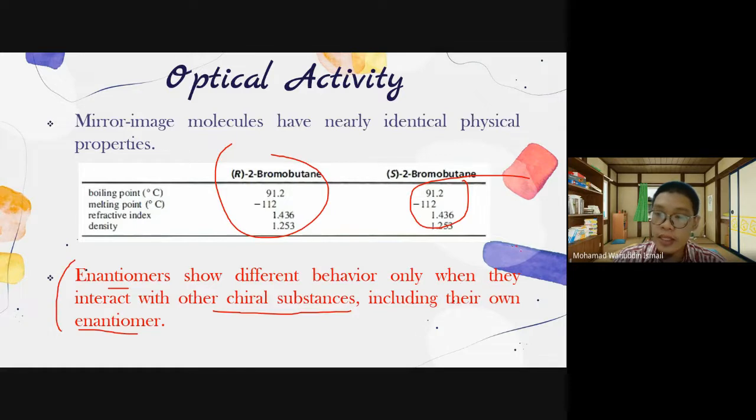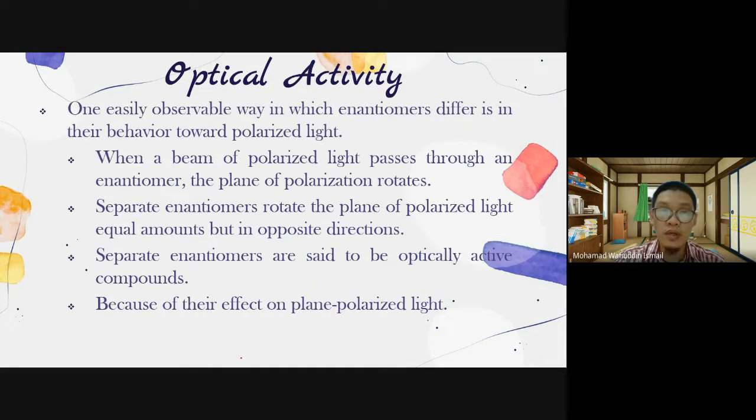That's, we can say, the most important idea of enantiomers. It will not affect their physical properties, but it will differ in chemical properties. It means it will differ in the type of reaction and the product. So that's the important point in enantiomers. The most important idea of enantiomers is optical activity.